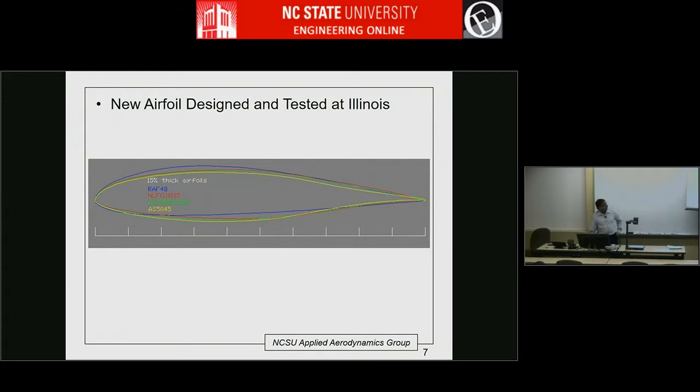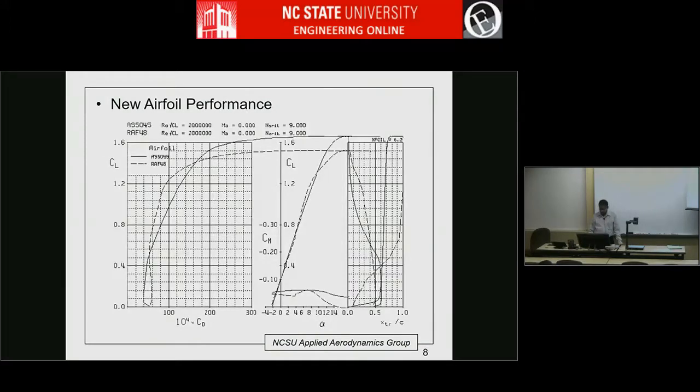So like I was saying, this aircraft earlier, it was originally designed with this RAF 48 airfoil, which is a pretty old airfoil. And when I was in Illinois doing my PhD, I got a chance to design an airfoil for this called the AS 5045. I won't go into details, but basically the idea is that if you look here, the new airfoil is this drag polar. So this is drag and this is lift in coefficient form.